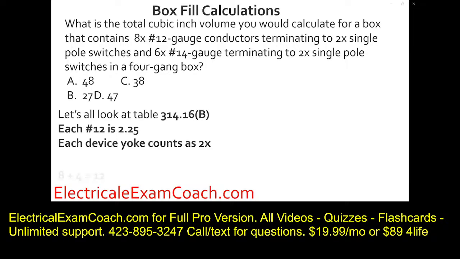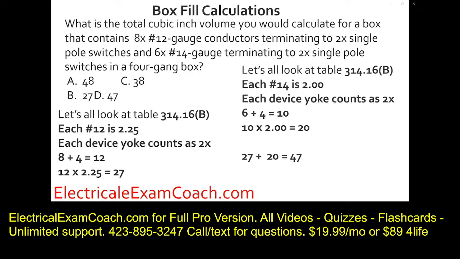Let's go ahead and deal with our 12s. We know that we have 8 conductors and 2 devices for those 12s, so each one of those devices counts as 2 more, giving us a total of 12 12-gauge conductors. We bear the math out, and we end up with 27 cubic inches.